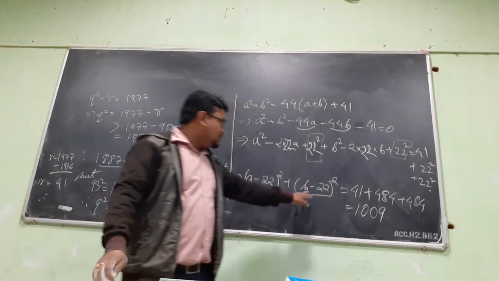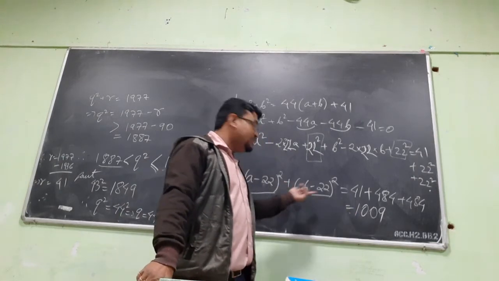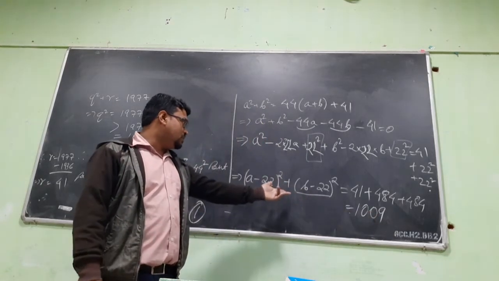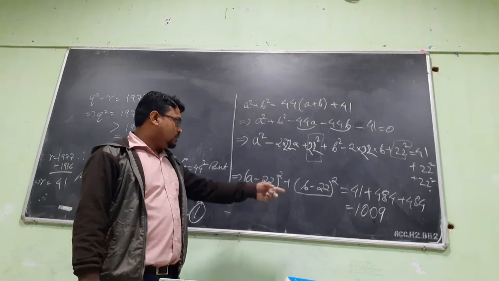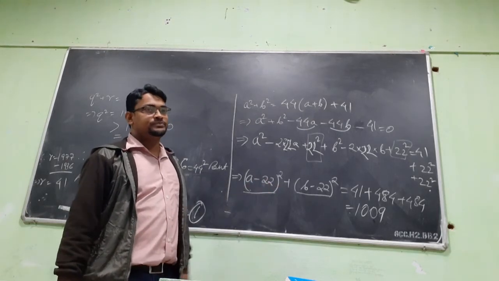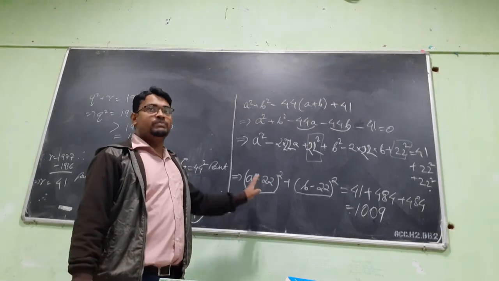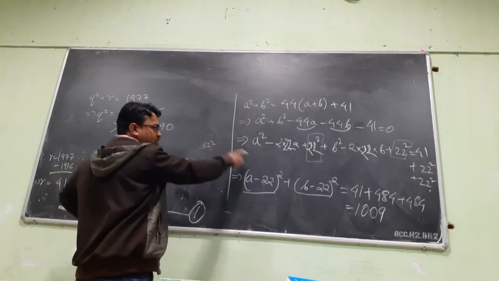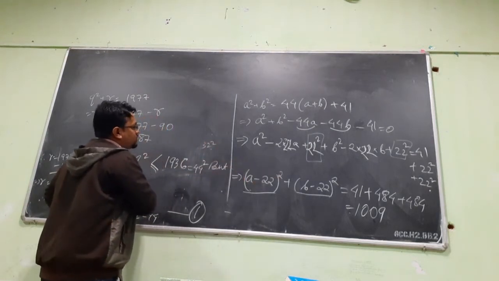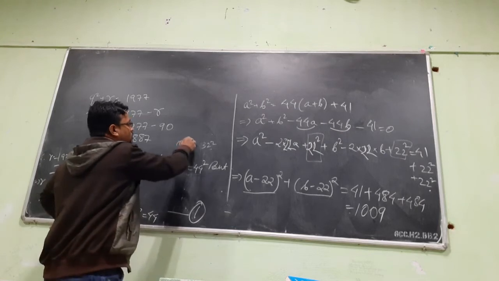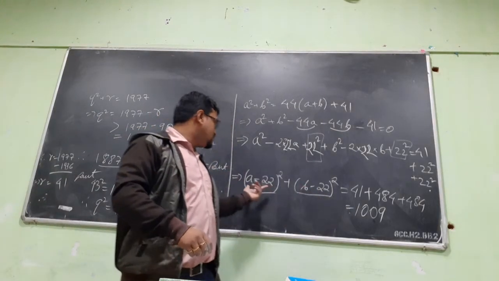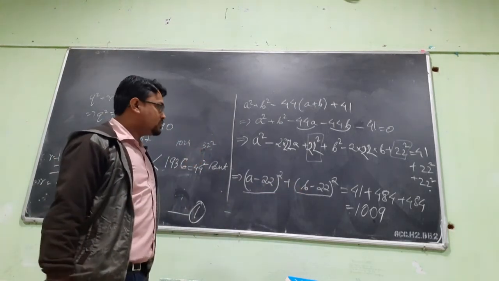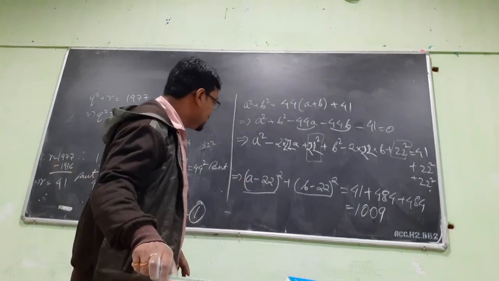These cannot be very large perfect squares, because the total sum is only 1009. Each maximum possible value is up to 31 square, which is 961. If it is 32 square, that is 1024, which is more than 1009. So each of these is less than or equal to 31 square. There are not too many possibilities.